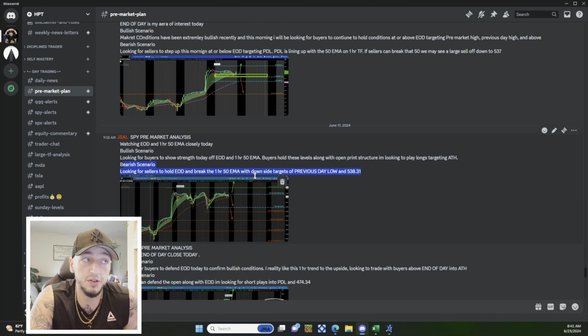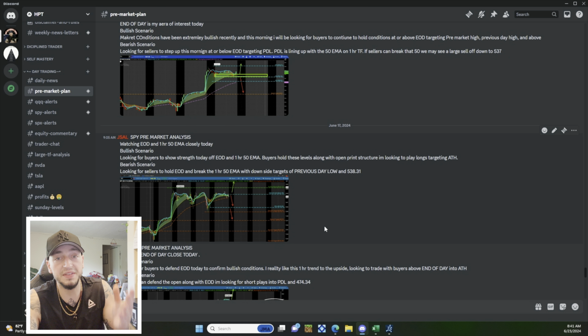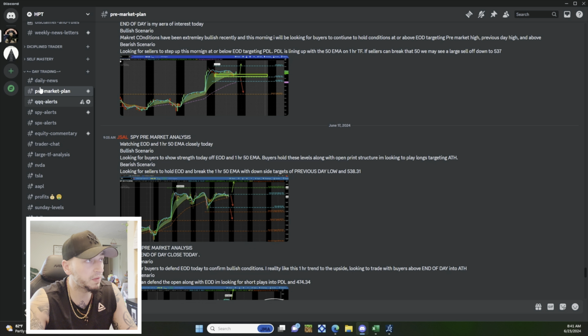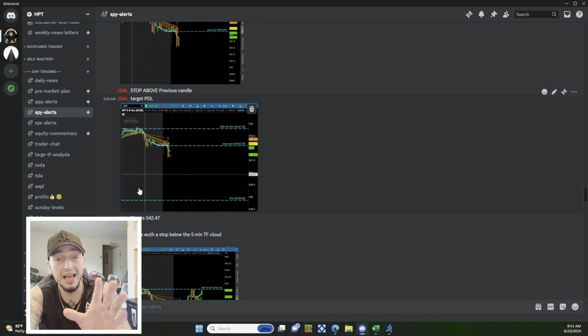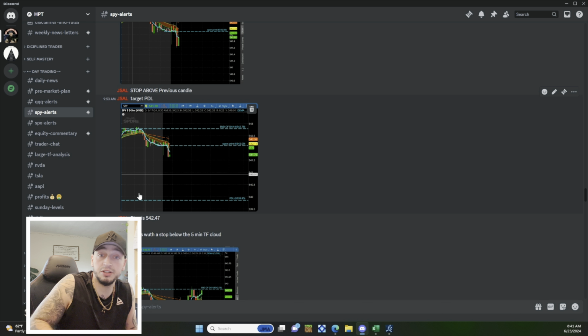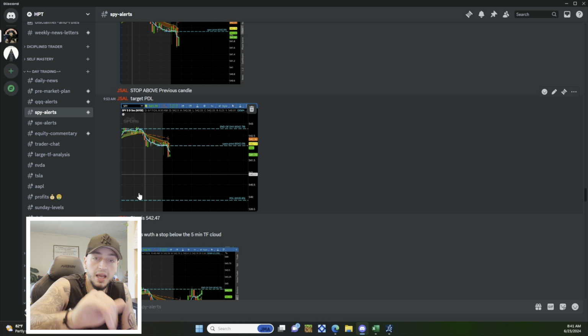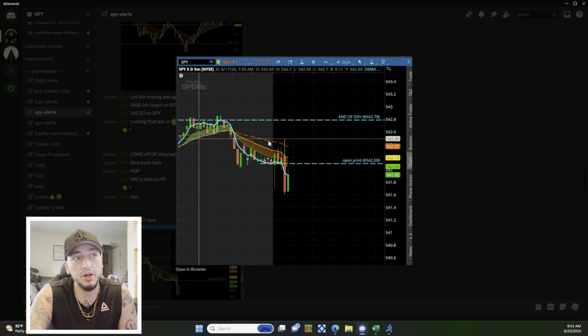Bearish scenario, looking for sellers to hold end of day, break the 1 hour 50 with downside targets of previous day low at 53891. Boom. My two market imbalances, my 50-50 perspective, right? So first trade I took, come over here to SPY Alerts, you're going to see. And guys, I am extremely transparent over here at the Discord. When I'm putting on a trade, I'm fleshing out exactly why I'm doing it, when I'm doing it, what I'm trying to accomplish while doing it. Everything, right? Very simple. Check it out. Short here, price drops, price rips up into the cloud, into the 50.